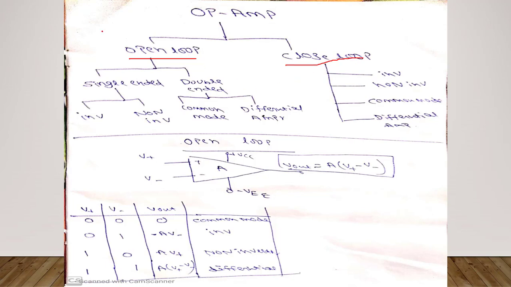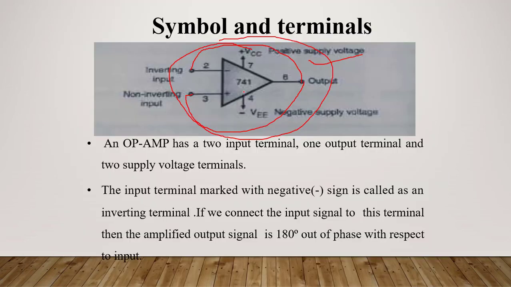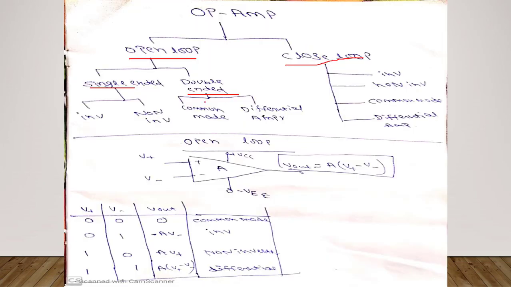In open loop there are again two types: one is single ended, another is double ended. What do single ended and double ended mean? If I am using any one input, it is called single ended. If I am using both inputs, it is called double ended. In single ended I can build the inverting amplifier and non-inverting amplifier, and in double ended we can build the common mode or differential amplifier. What exactly does this mean?